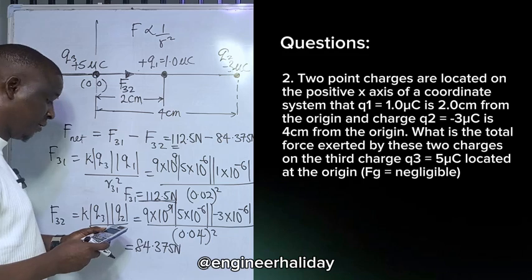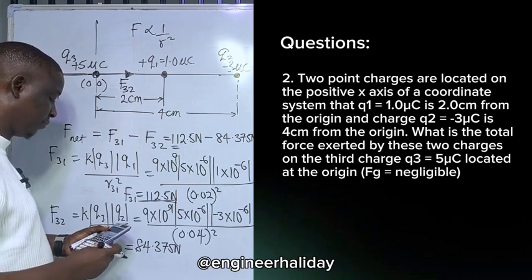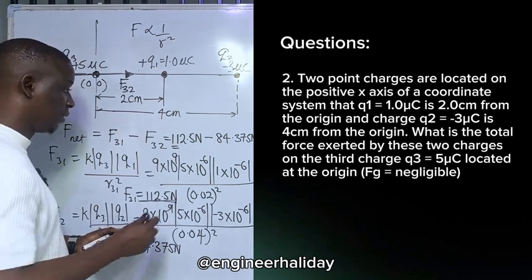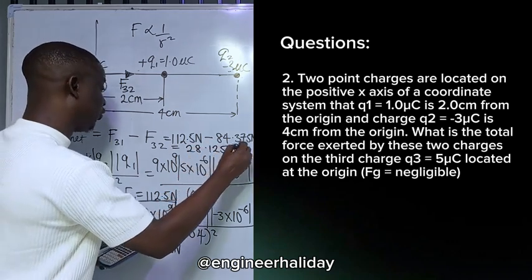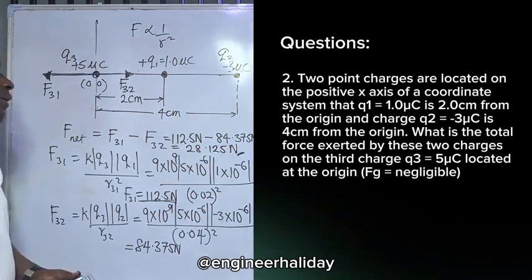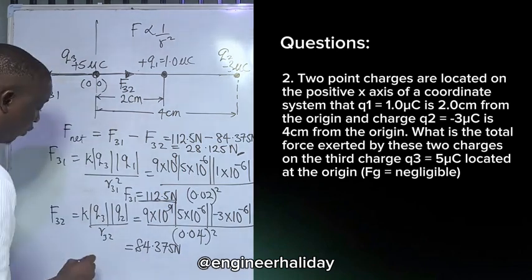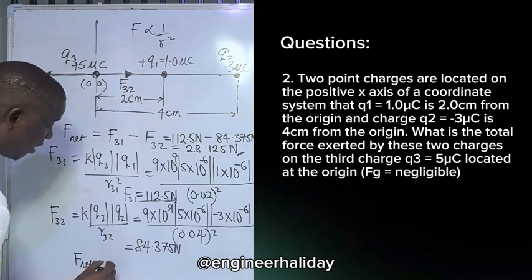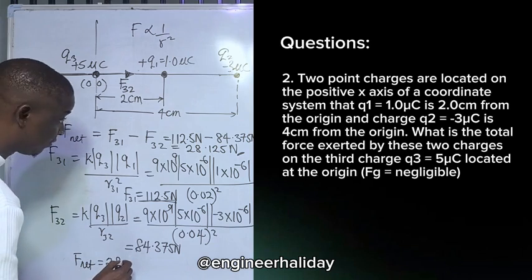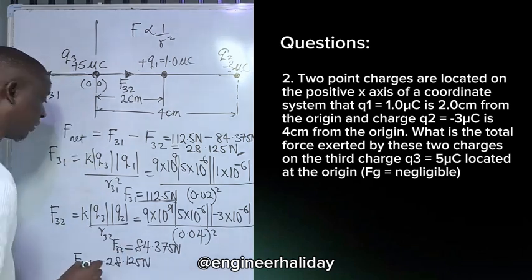Our answer will now be 112.5 minus 84.375. So I would have 28.125 Newton. That would be our force. Now, what is the nature of this force? So F net is 28.125 Newton. This F32, don't forget.